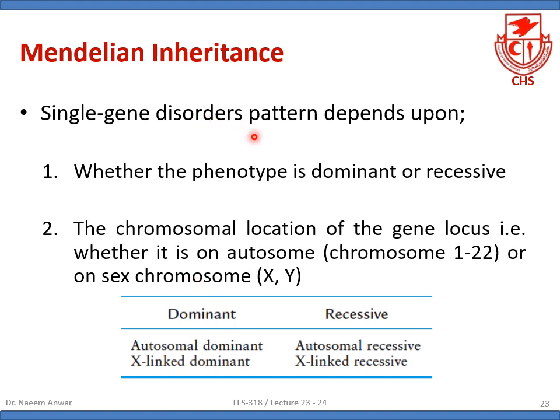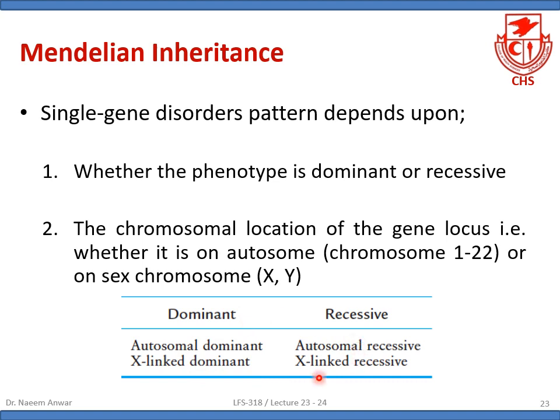According to Mendelian law, we can study the pattern of single gene disorders, or Mendelian disorders, based on two things. Mainly whether we have a dominant phenotype or a recessive one, and whether it's linked to the sex chromosomes, which are the X and Y, or the autosomes, which are chromosomes number 1 to 22. So mainly you will have these four categories.